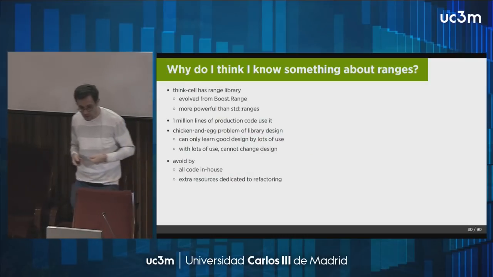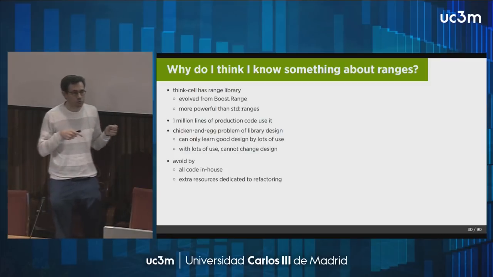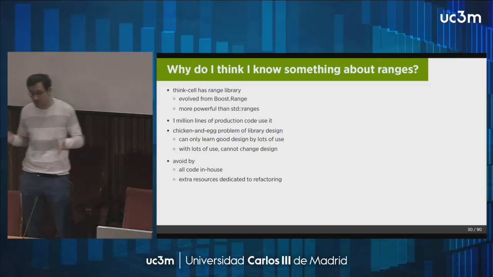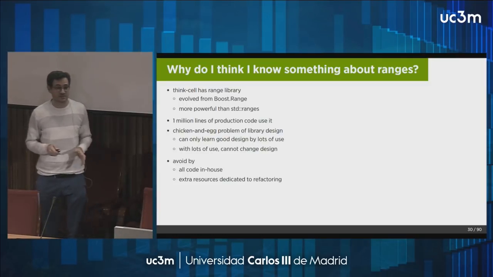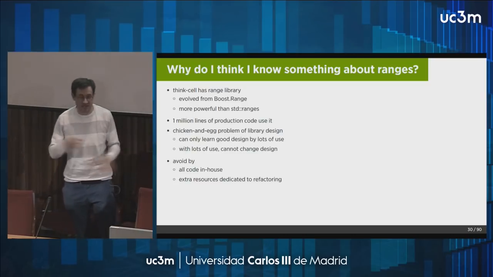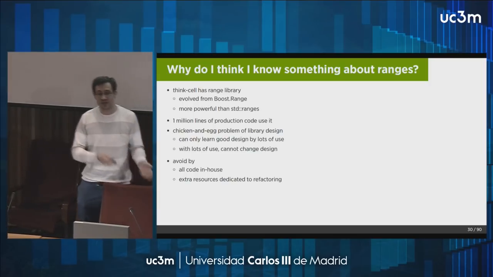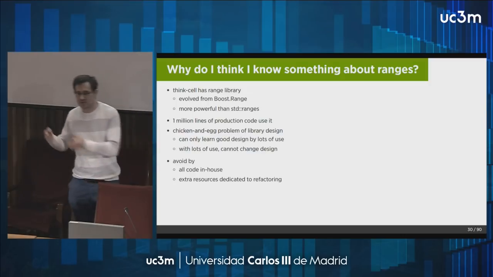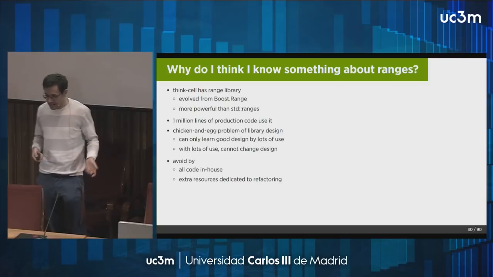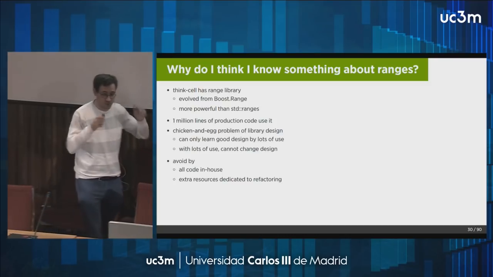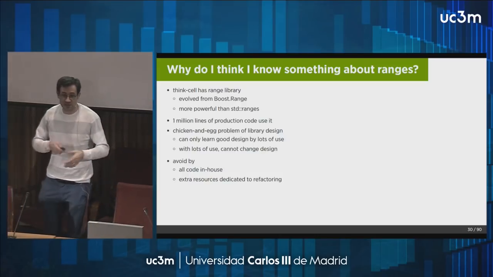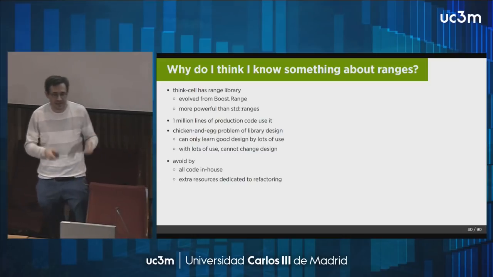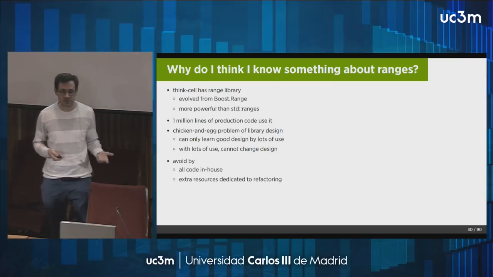Now, why do I think I know something about ranges? ThinkCell has a homegrown range library. We've been growing it out of Boost Range. We've been using it for 15 years right now. They're a little bit more powerful than std ranges, I think. We have about 1 million lines of production code that uses these ranges. And usually you have that chicken and egg problem, right? Because when you're designing a library, you don't have any usage. You will only get a good library when you have a lot of usage. But once you have a lot of usage, you cannot change the library anymore because then everyone's going to scream that you've broken their code. And we solved this problem by having, first of all, the code is in-house, right? We have control over who uses the library. And we have people who actually do nothing else but refactoring the code when we do a change to the library. So we were free to change the library as often as we wanted to tune it and to make it nicer every time. And I think we learned a lot about how a good library should look like, and part of that library are the ranges.